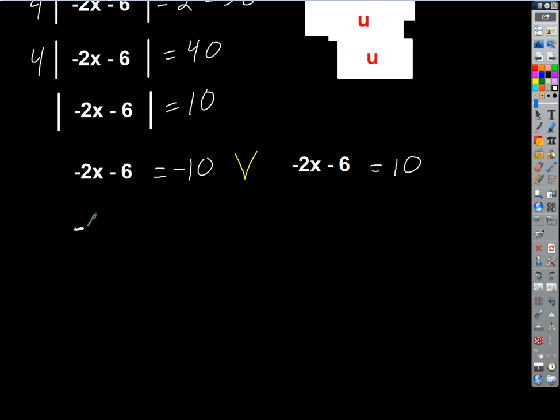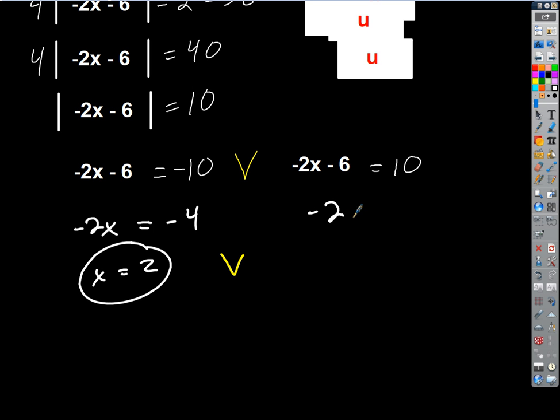Okay. So add 6, so we get negative 2x equals negative 4, right? Divide by negative 2 and get x equals 2, or over here if I add 6, I get negative 2x equals 16, so x equals -8.